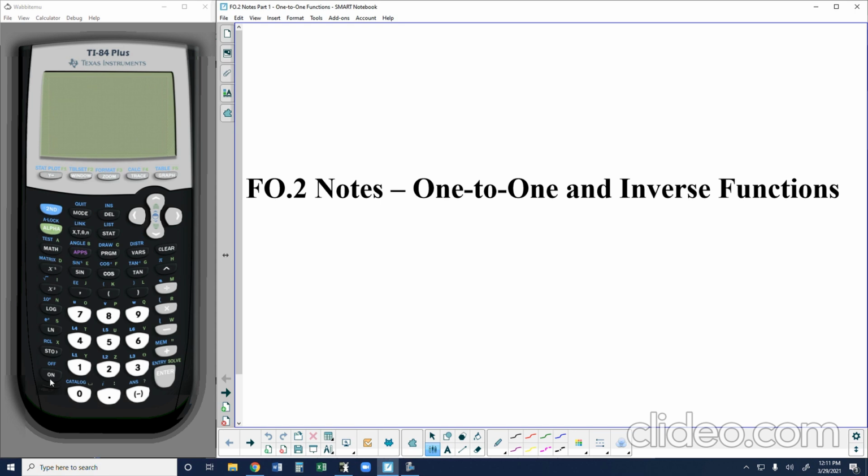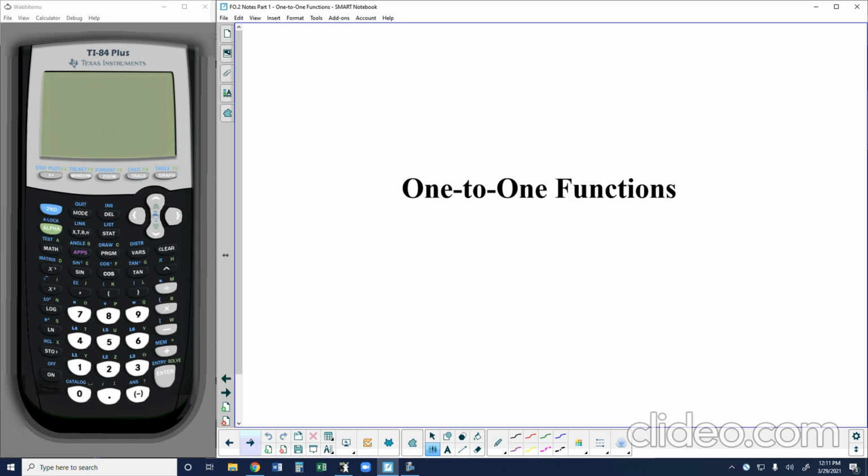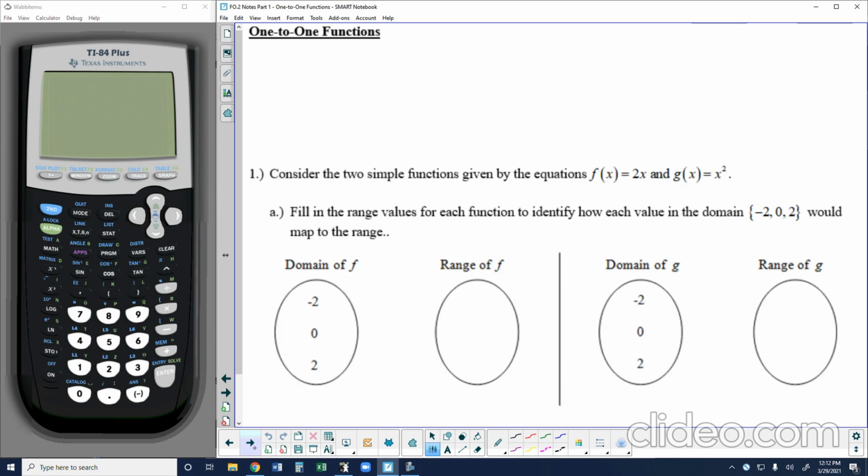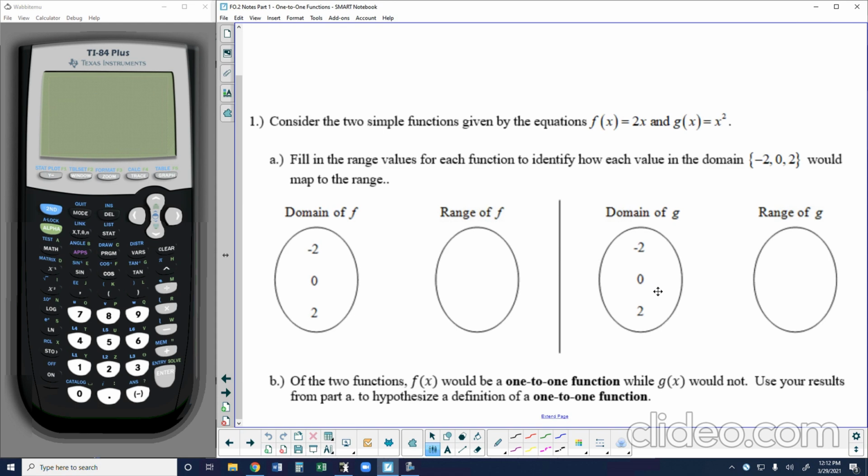We are starting a new section today, and this section is over one-to-one and inverse functions. We're actually going to start by looking at one-to-one functions with a discovery activity. So if you have printed the notes, go ahead and see if you can complete problems 1 and 2. I'll put just problem 1 up here on the screen so that you can see it if you haven't printed the notes. But go ahead and pause the video for a moment and complete problem number 1.